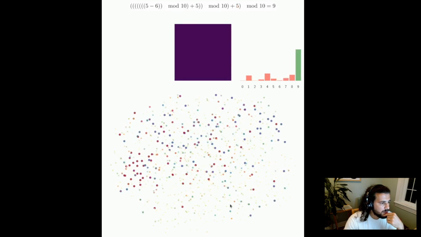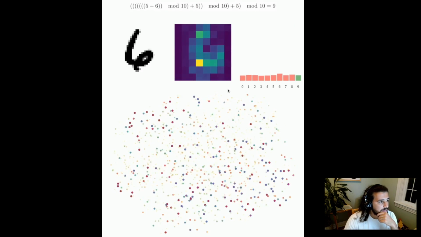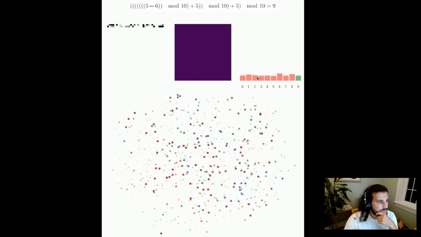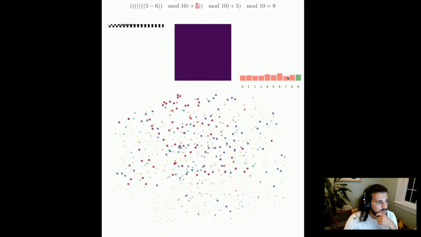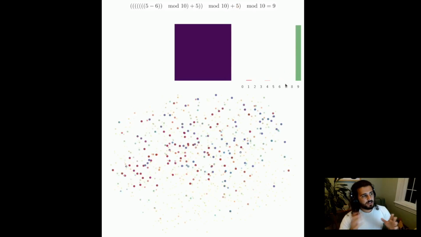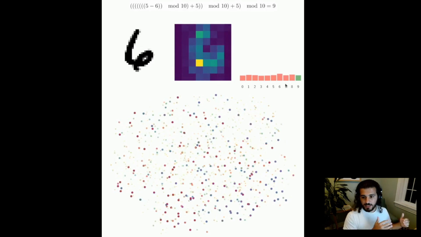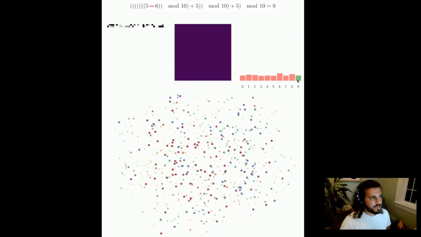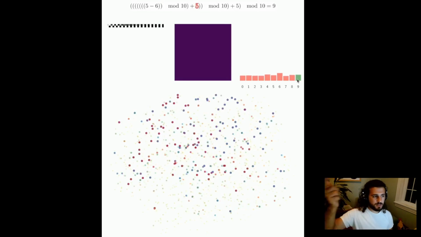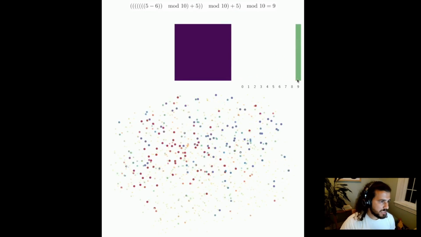Here you see the dynamics of this mini brain, and at the end you see the certainty for each of the elements, and you see the certainty oscillate while this thing is ongoing. But at the end, the last mod 10 brings up the 9, which is the actual answer.